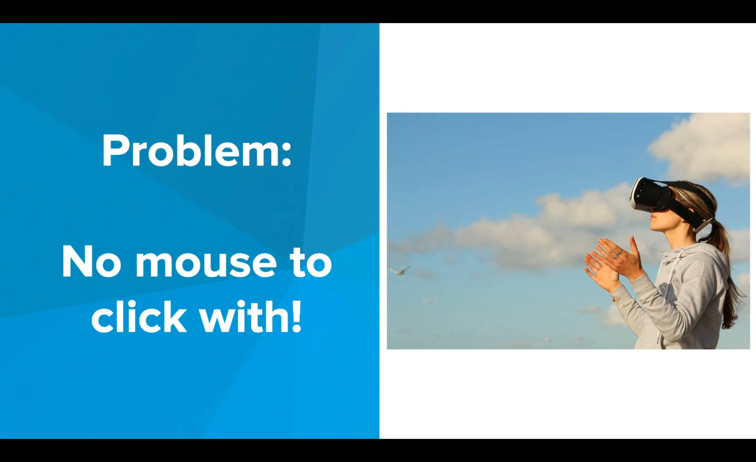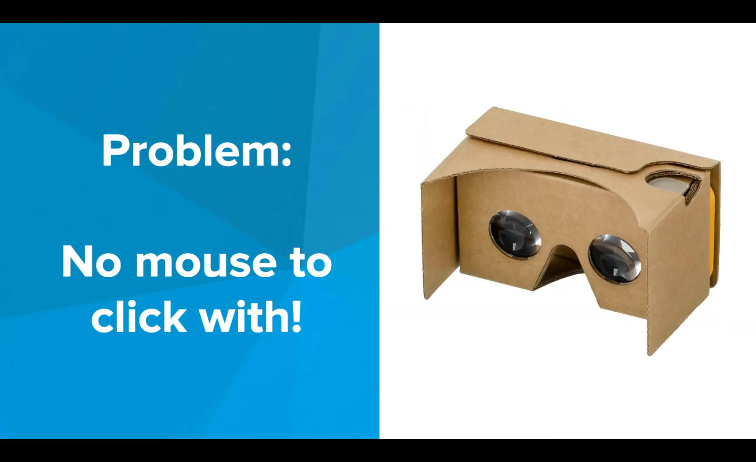Many users access VR with devices such as an Oculus Rift, or with something like Google Cardboard, and neither one of them has a mouse to click with. Now, some of the higher end systems do have a mouse that you can use to click with, but most users don't have access to that. So how do we start an animation without a mouse?